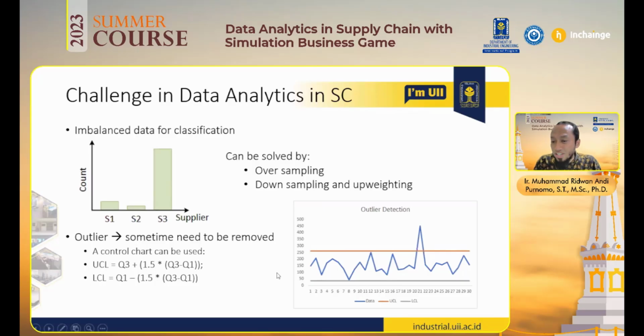We can use a control chart. You can refer back to my Excel file. There is a sheet called outlier, so you can check the formula. We can develop a control chart like this, and in order to have a control chart, of course, we need an upper control limit and a lower control limit. For the upper control limit, we can refer to this formula: UCL equals Q3, the third quartile, plus 1.5 times the difference between quartile 3 and quartile 1. Then for the LCL, the lower control limit, we use Q1, the first quartile, minus 1.5 times the difference between quartile 3 and quartile 1.